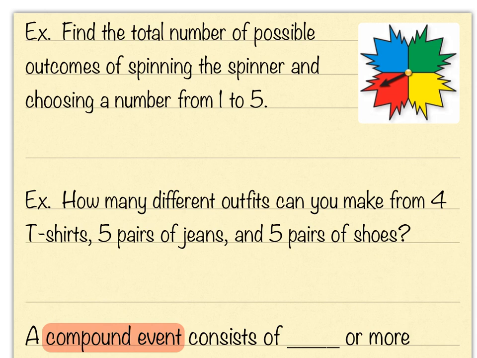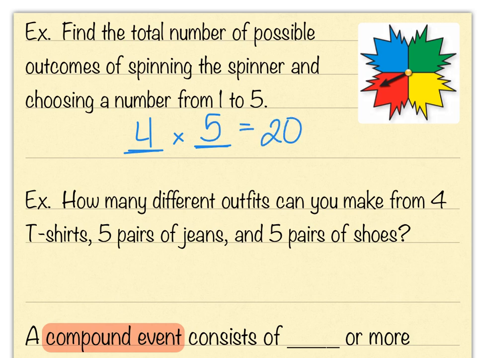This one says, find the total number of possible outcomes of spinning the spinner and then choosing a number 1 through 5. So I'm making two choices. I'm going to spin the spinner and look at the spinner. How many different ways could you spin that spinner? There's blue, green, yellow, and red. So there's four different ways you could spin the spinner. And then numbers 1 through 5, 1, 2, 3, 4, 5, that's 5 numbers. So there's 20 different ways that I could do that.